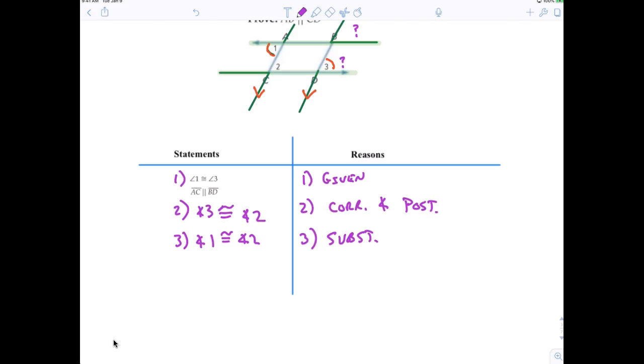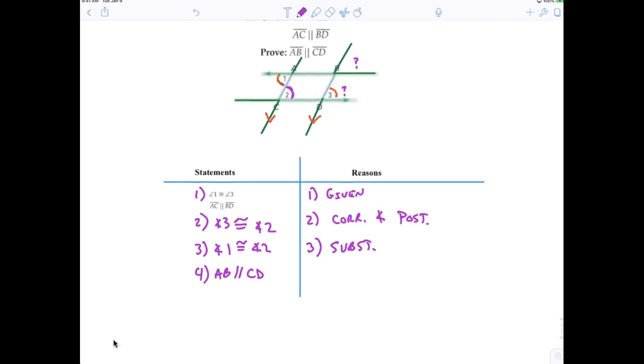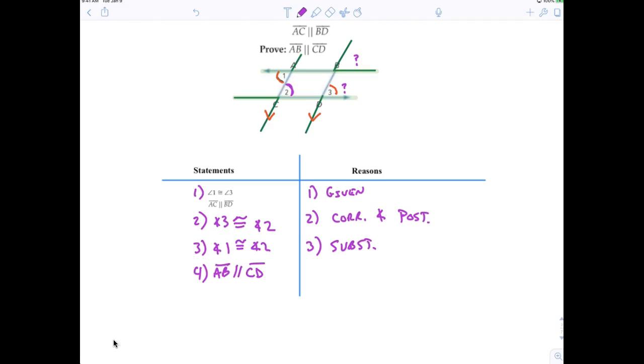All right. So now we know for sure that angle 1 is congruent to angle 2. So now what do we know for sure? Tell me. That's right. We know that AB is parallel to CD, right? And we know this because why? Go ahead. Yeah, I want you to say converse. Converse of alternate interior angle theorem.